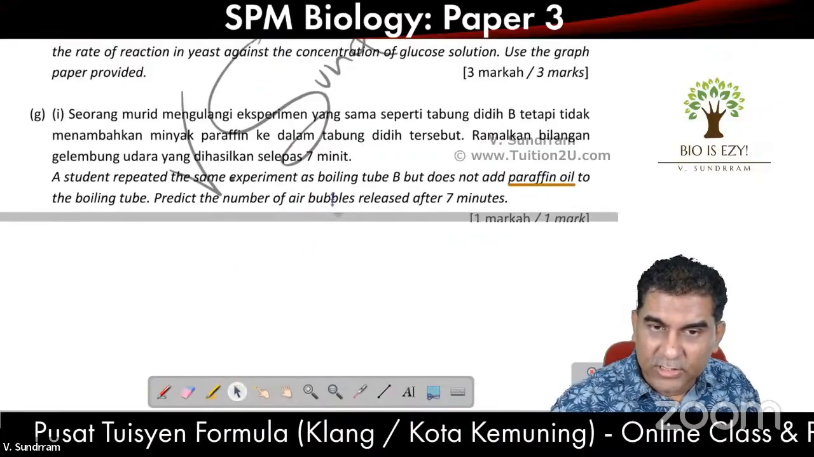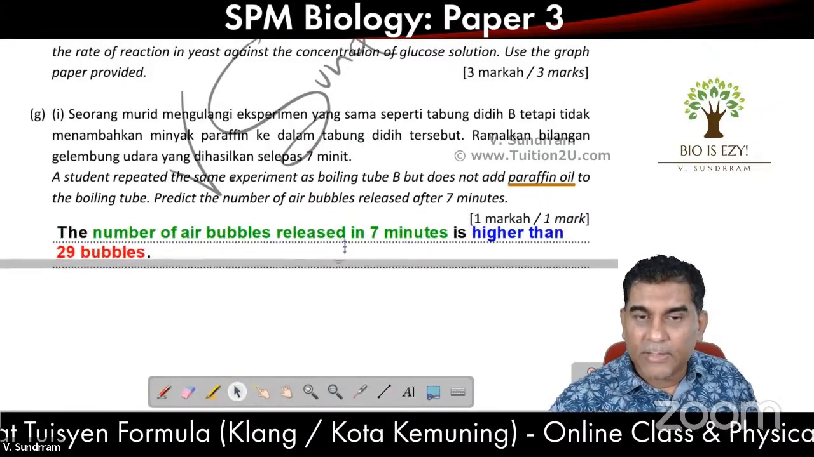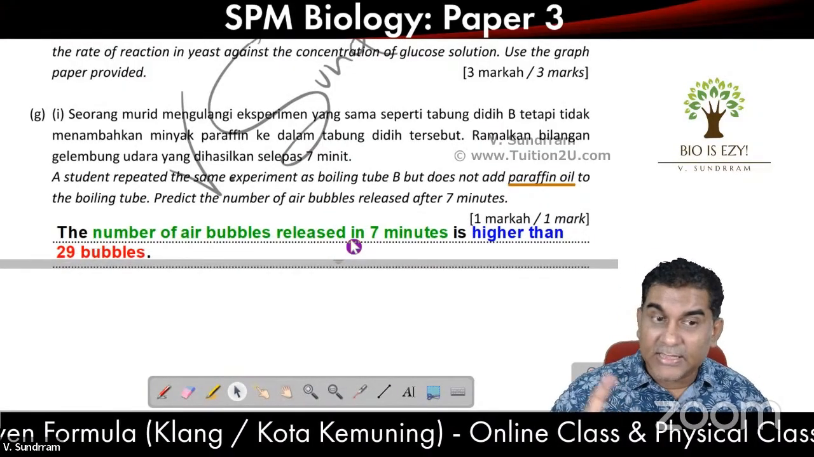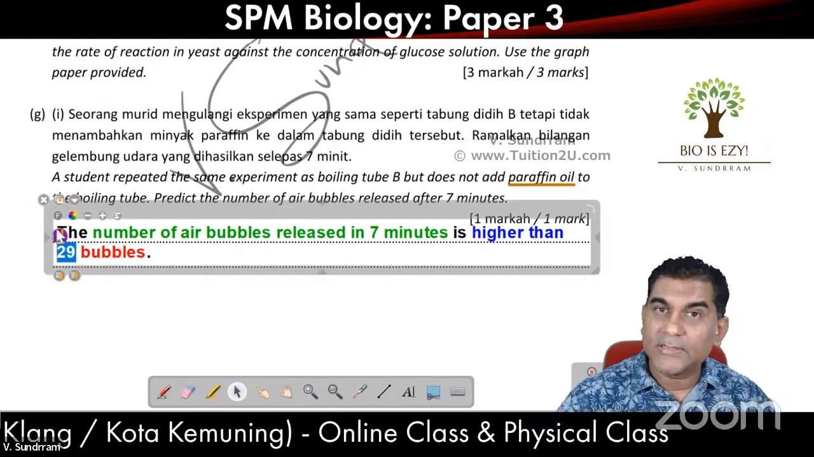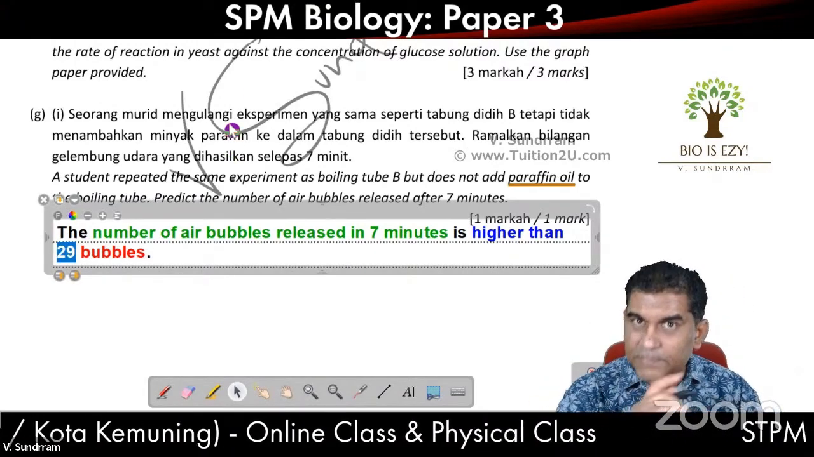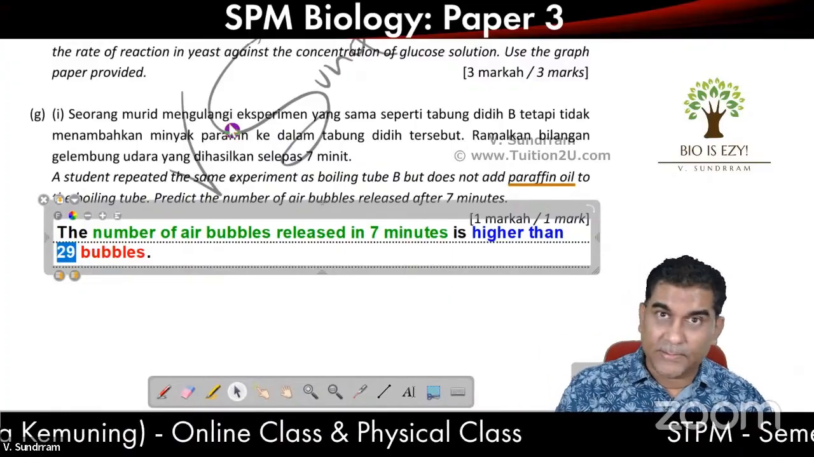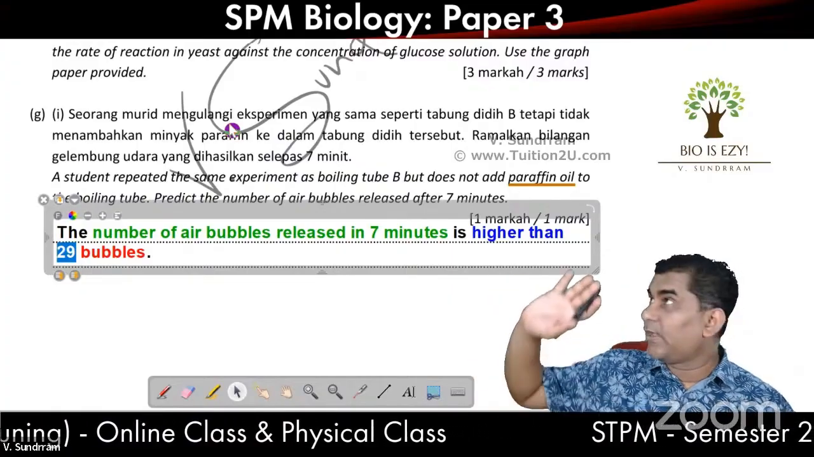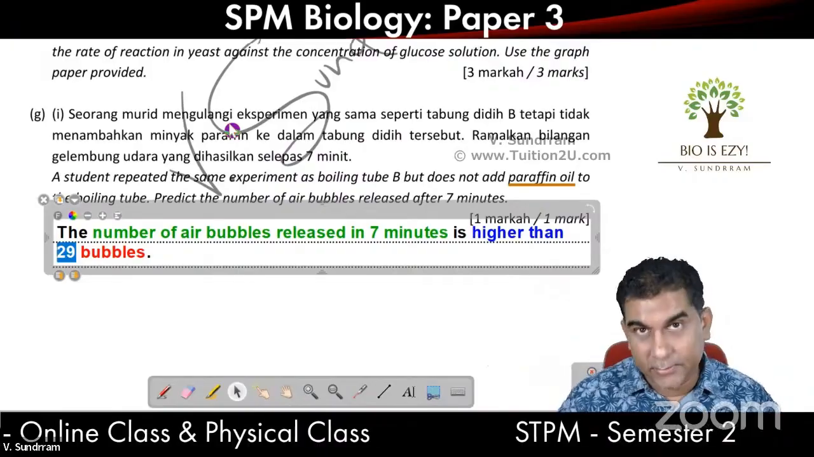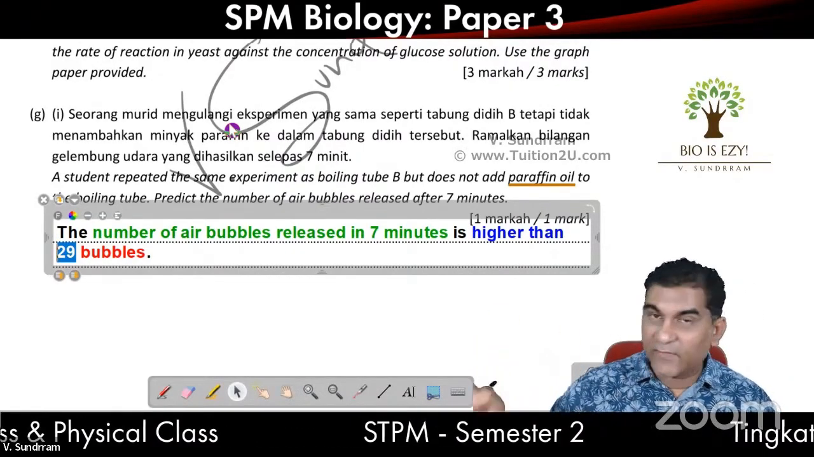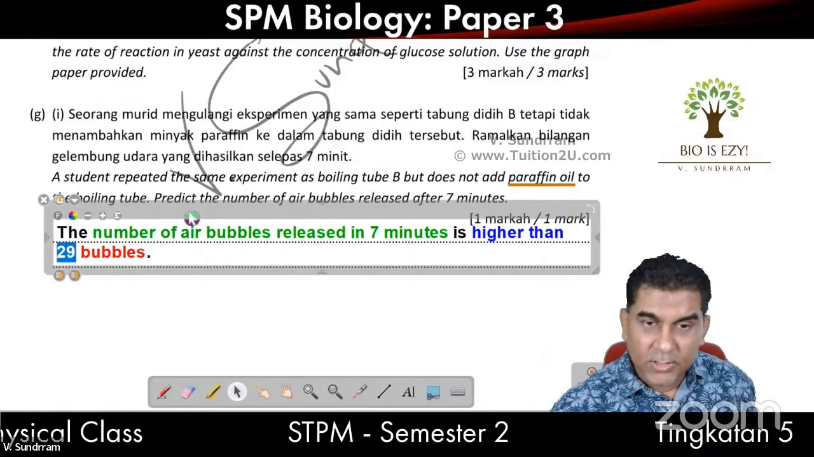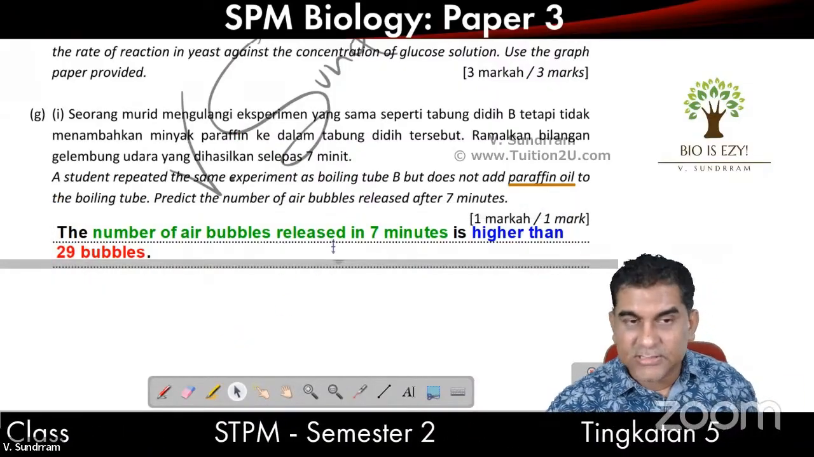So the answer I'm going to give here: the number of air bubbles released in 7 minutes is higher than 29 bubbles. Where did I get 29 bubbles? From the experiment. Data from the experiment. Okay, fine. If you have 29 bubbles, why? For prediction, you must explain whatever prediction you make. So the prediction I'm making here is higher.